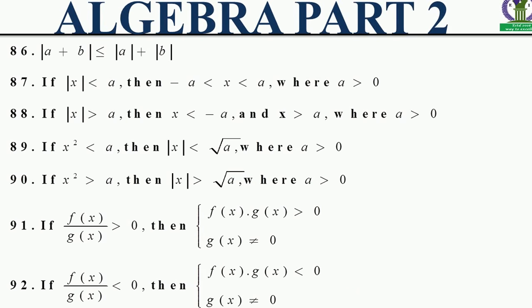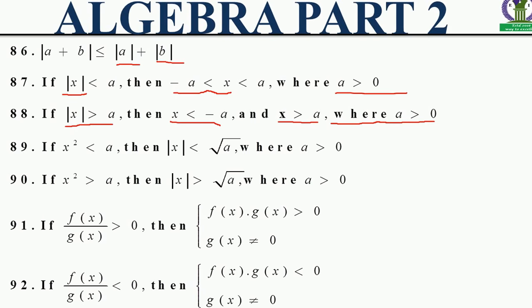Next is mod of a plus b is less than or equal to mod a plus mod b. If mod x is less than a, then minus a is less than x, and x is less than a, where a is greater than 0. If mod x is greater than a, then x is less than minus a, and x is greater than a, where a is greater than 0.